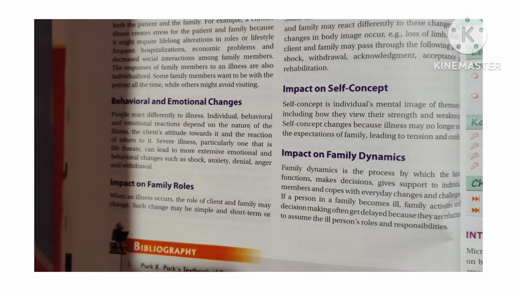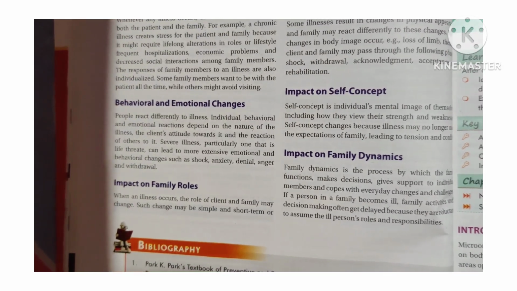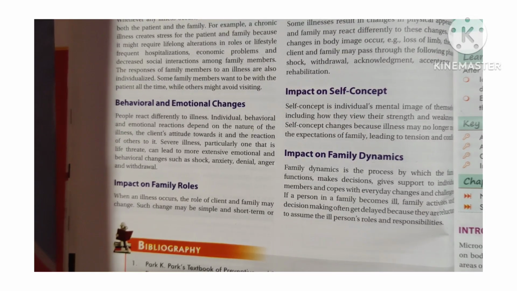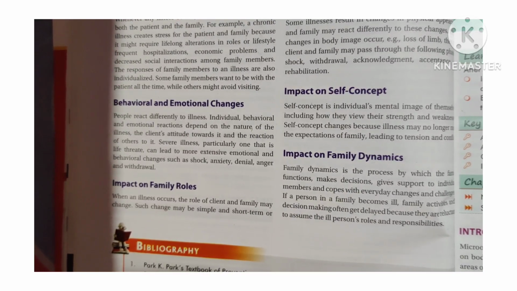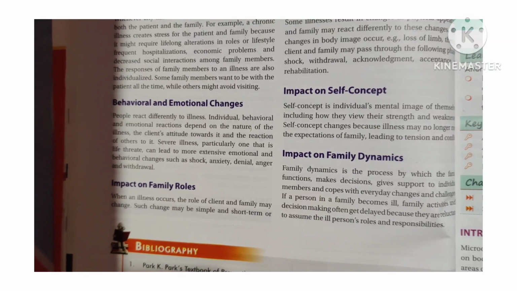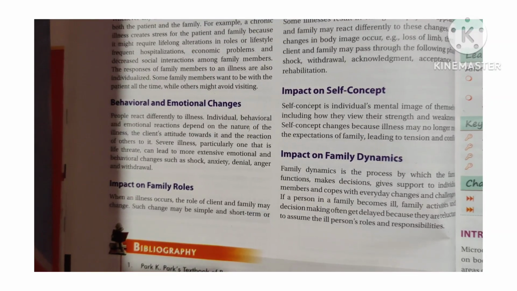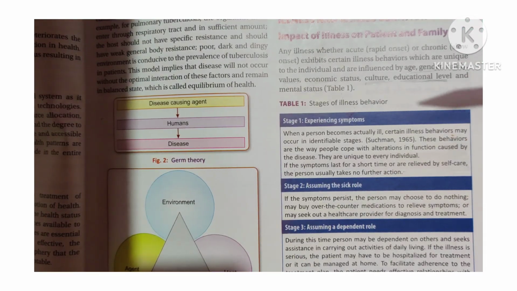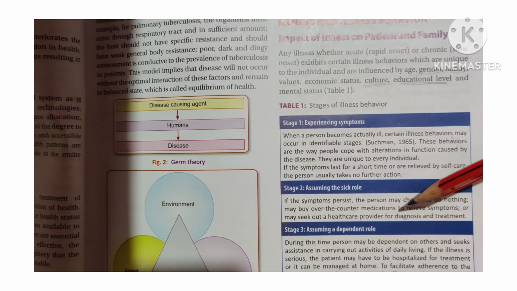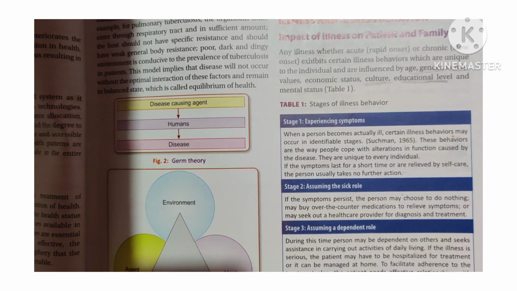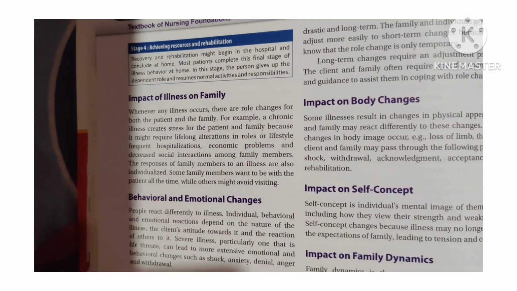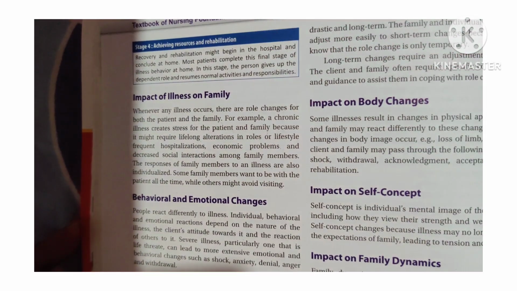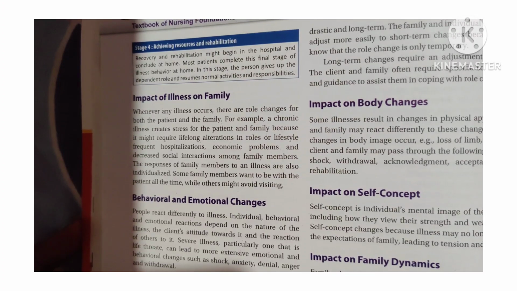So in today's video we have seen the impact of illness on the patient and family, the behavioral and emotional changes, impact on family roles and body changes, self-concept and family dynamics. Under stages of illness behavior, we have seen 4 stages. What are the 4 stages? Experiencing symptoms, assuming the sick role, assuming a dependent role, achieving resources and rehabilitation. Hope this video is clear for you all.